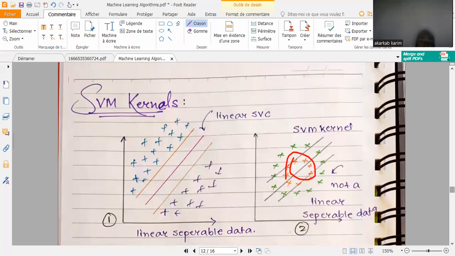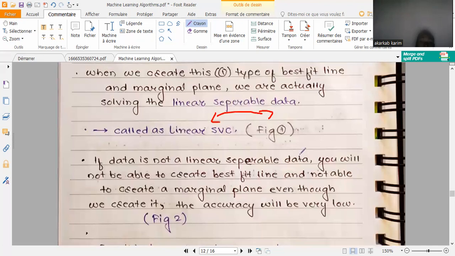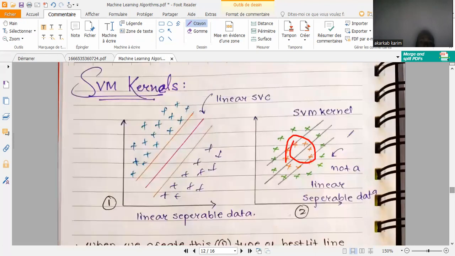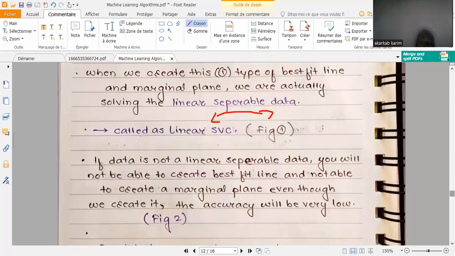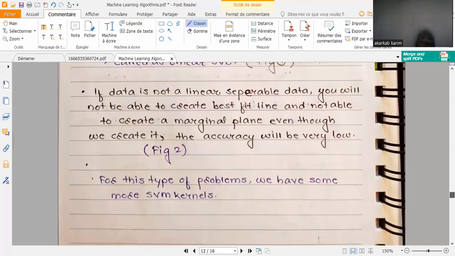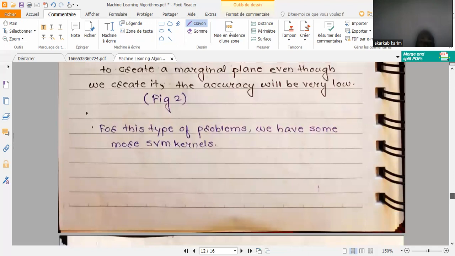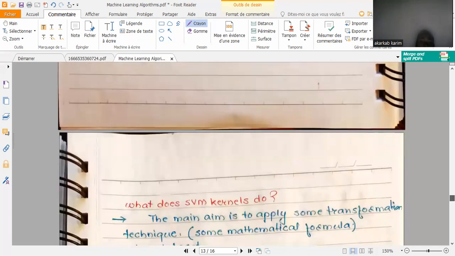But when the data is not linearly separable, we will not be able to create a basic line and a marginal line, and even if created, the accuracy will be very low. If we apply a simple support vector machine to this kind of data, the accuracy of the algorithm will be poor. You need to make some transformation to make this work. So for this type of problem, we have some more support vector kernels.